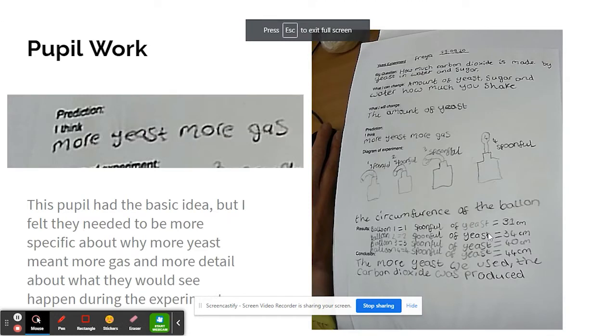This is an example of a primary 6 pupil's work. Zoomed in, you can see the prediction was "the more yeast, the more gas." So they had the basic idea, but after reading the assessment indicators, I felt that they needed to be more specific about why more yeast meant there was going to be more gas and what they would hope to see during the experiment to tell.